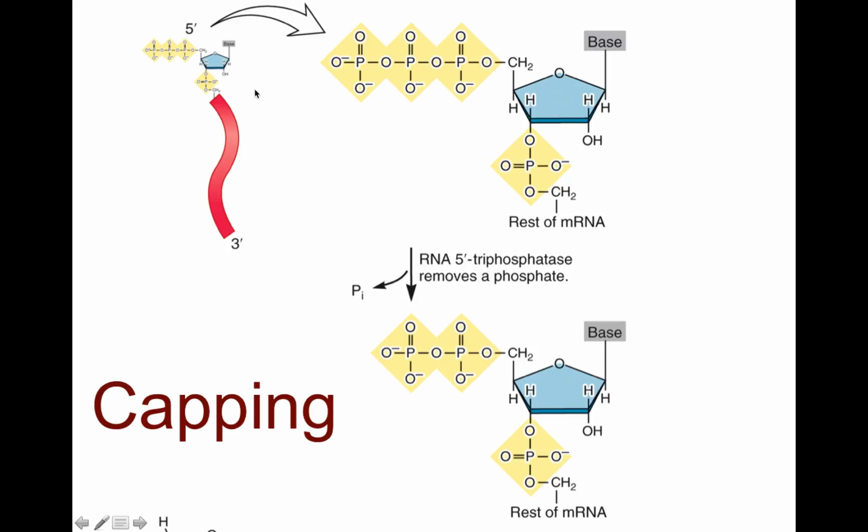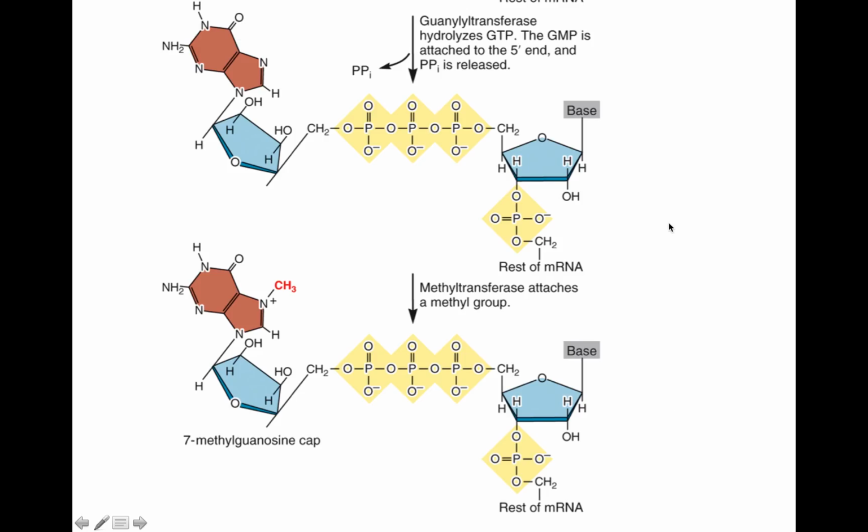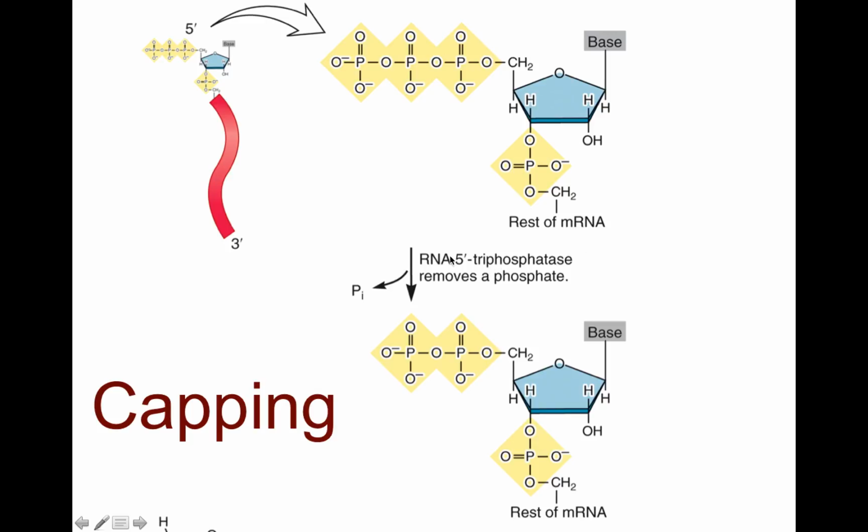Okay, so here we have our messenger RNA. It's got a 3' end and it's got a 5' end. You notice that the 5' end here has its typical triphosphate. This is uncapped. In the capping process, we're going to modify what's attached here. So this is the rest of the messenger RNA that goes down here. The first thing that happens is that the phosphate is removed.